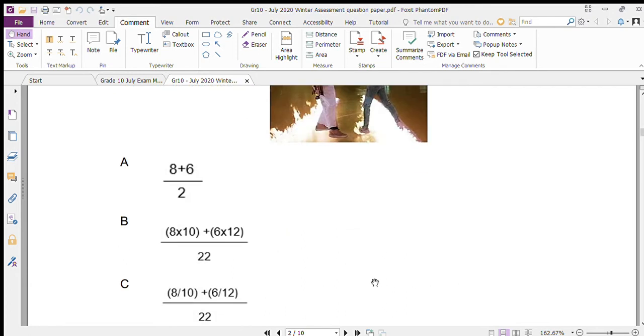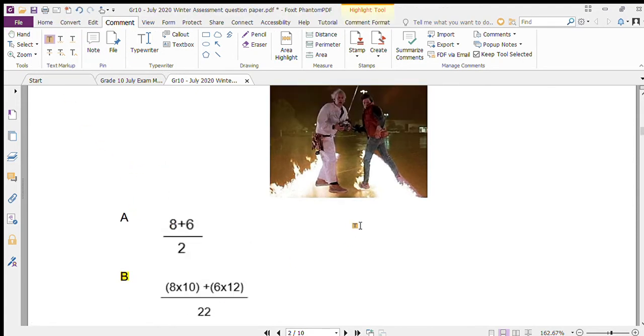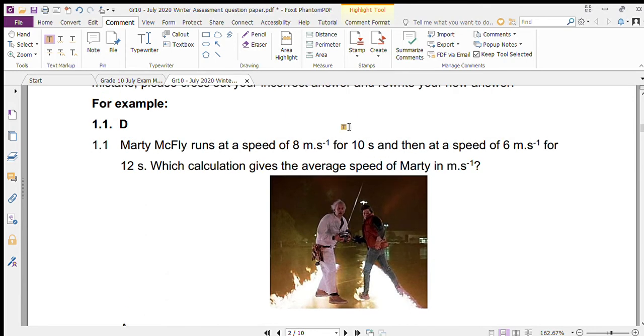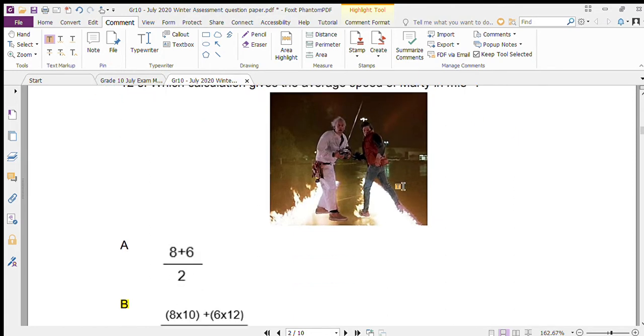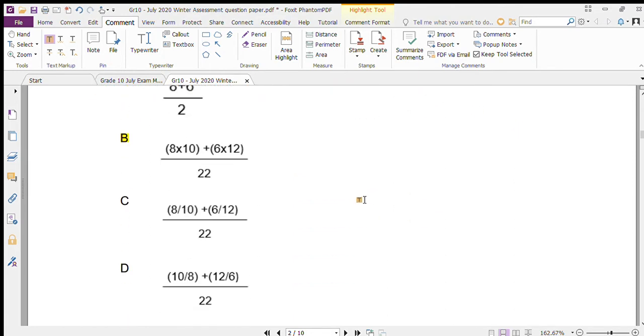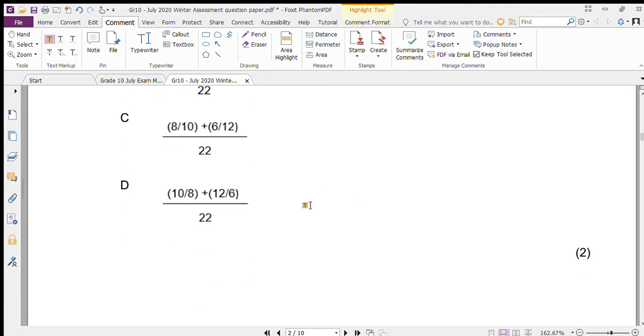What I wanted you to do is choose B. B is the correct option, because you can see you are taking into account the 2 separate incidences of speed, and you are putting them together to calculate your average speed, which the average just means overall.